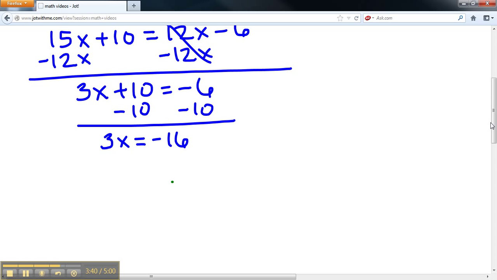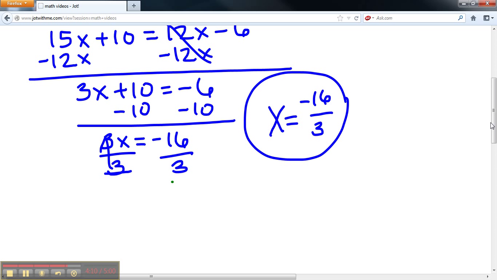Now the x is still multiplied by 3, and we don't want that. We want x all by itself, so we're going to do the inverse of multiplication, which is division. And we'll divide both sides by 3. 3 divided by 3 over on the left side gives us a 1, so we're left with x all by itself on that side equal negative 16 over 3. Now that doesn't reduce because there are no common factors in the numerator and denominator, so we're just going to leave it in its improper fraction form.